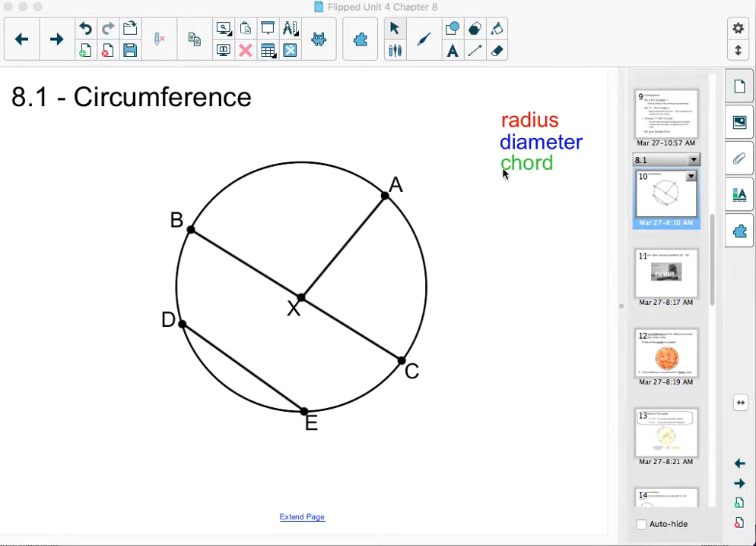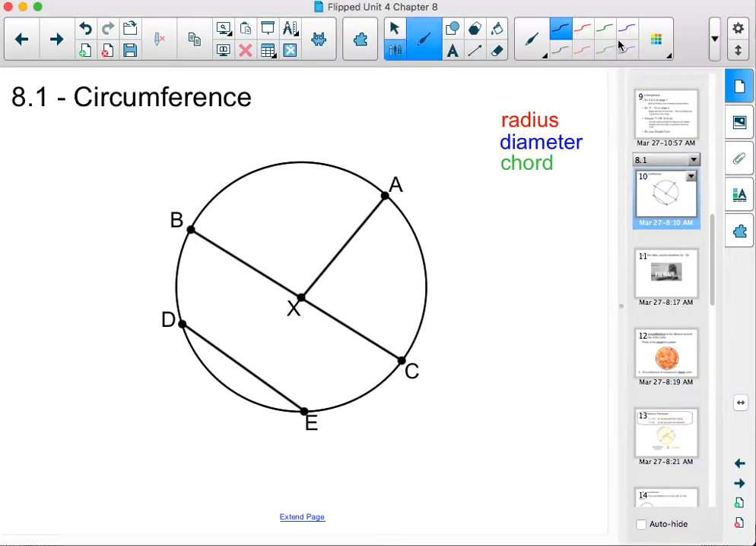In your notes, you are asked to label radius, diameter, and chord in a diagram very similar to this. So first thing, let's talk about a radius. A radius is a line segment that starts at the center of the circle and travels all the way to the edge of the circle. So line segment XA is a radius.